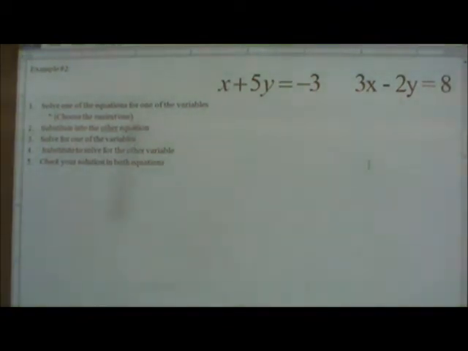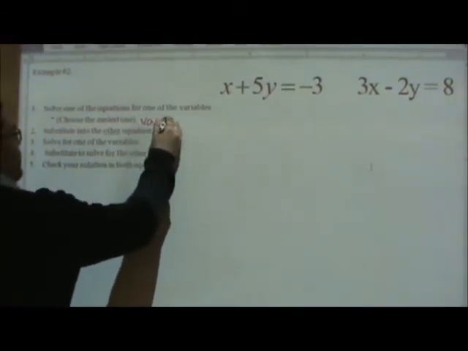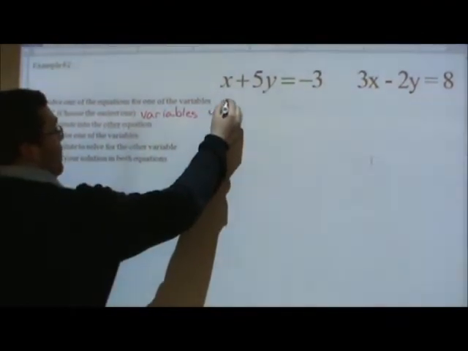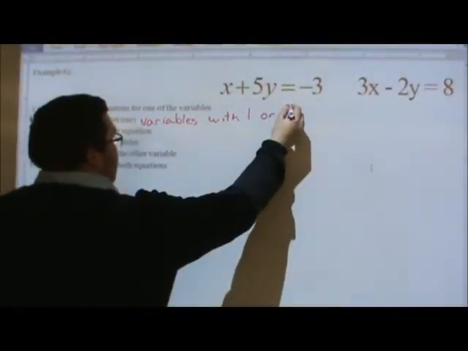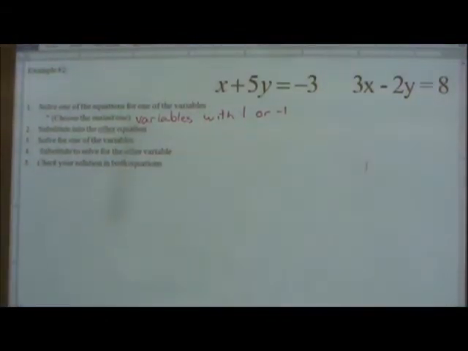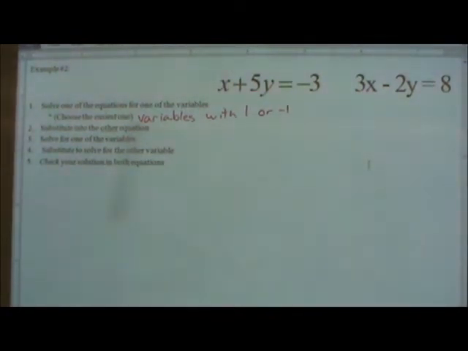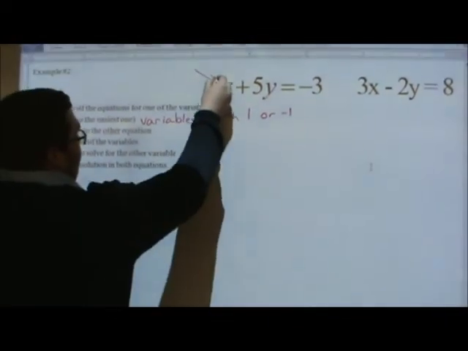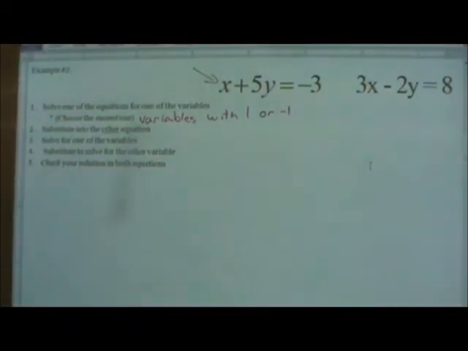The hint about solving for the easiest one is you want to look for variables with 1 or negative 1 as the coefficient. Since they have 1 or negative 1 as the coefficient, then you would not have to worry about having fractions. I know some of you enjoy fractions, well, not many of you, but it makes it easier not dealing with fractions throughout. So if we look, we've got x plus 5y equals negative 3, 3x minus 2y equals 8. The best choice probably to solve for on this one would be the x, since it has a 1 in front. I know you're saying, Mr.